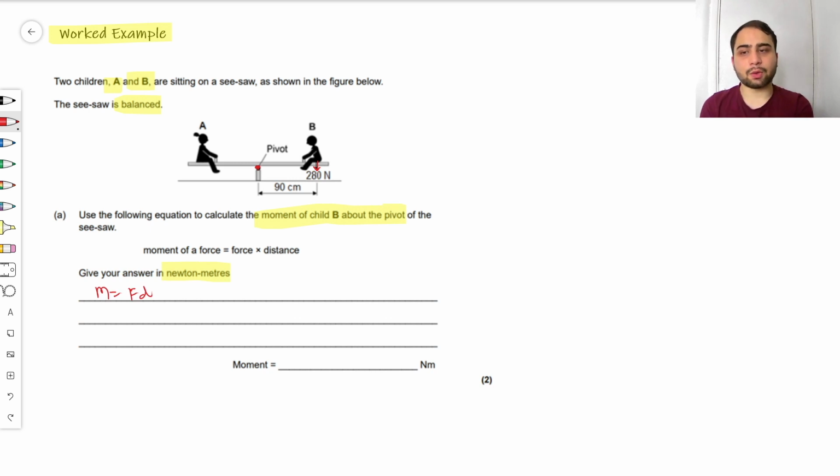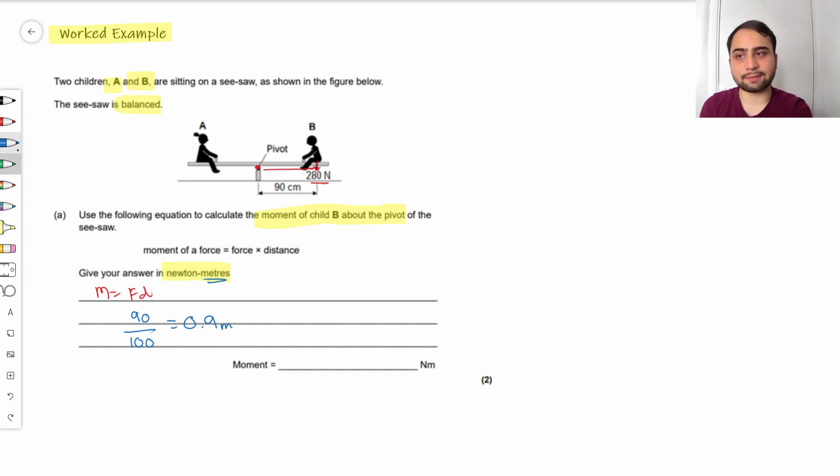Now, we have our force. That's 280 newtons right there, acting downwards. And now we need the distance here, which is 90 centimeters. But we need to give our answer in Newton meters, so we need to convert 90 centimeters into meters. There are 100 centimeters in a meter, so we just do 90 divided by 100, and that gives us 0.9 meters.